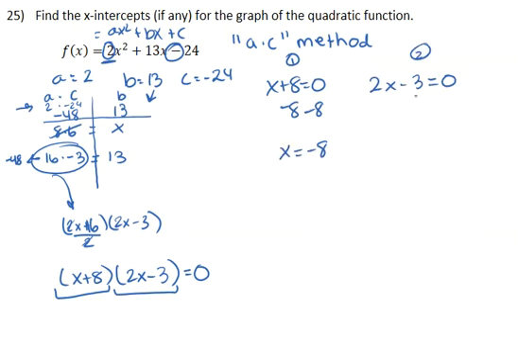Now let's move on to our second one. Isolate that x by adding 3 to both sides. We'll have 2x is equal to positive 3. Get rid of that coefficient by dividing so it can cancel out. And we'll be left with x is equal to 3/2.